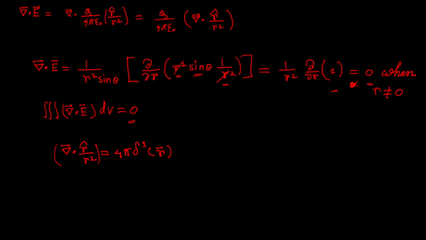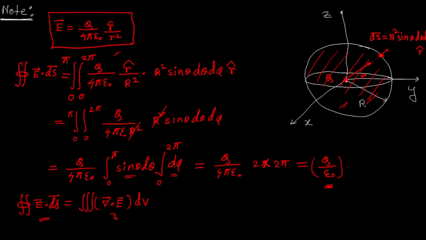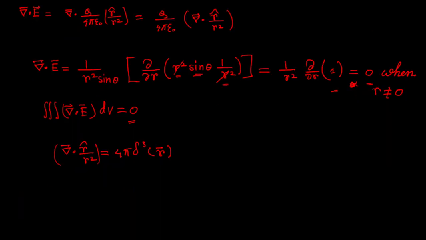That is supposed to be. We have a point charge, so charge is concentrated at the origin only. At this origin, charge density is very, very high, but at other points there is no charge.